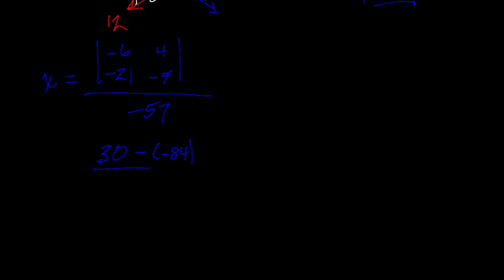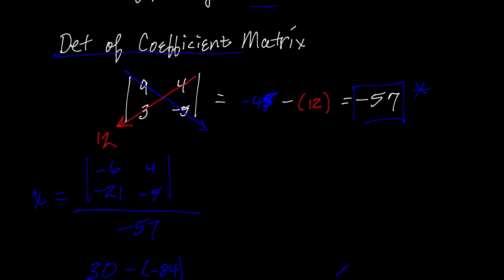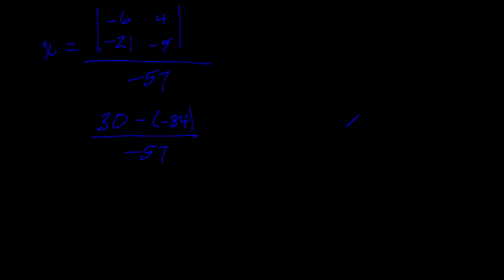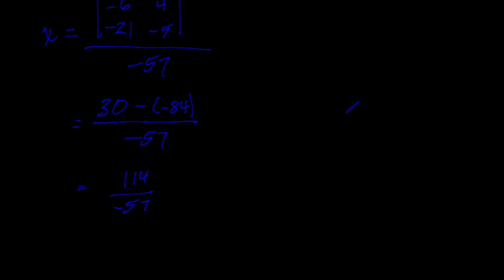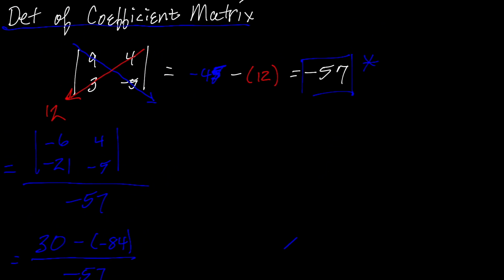And this whole thing gets divided by that negative 57 that we found out as the determinant of the coefficient matrix. So let's go ahead and simplify that. Using my calculator, I'm coming up with 114 divided by negative 57. And that tells me that the x is negative 2. All right, so far so good. Next, let's go and figure out our y's.